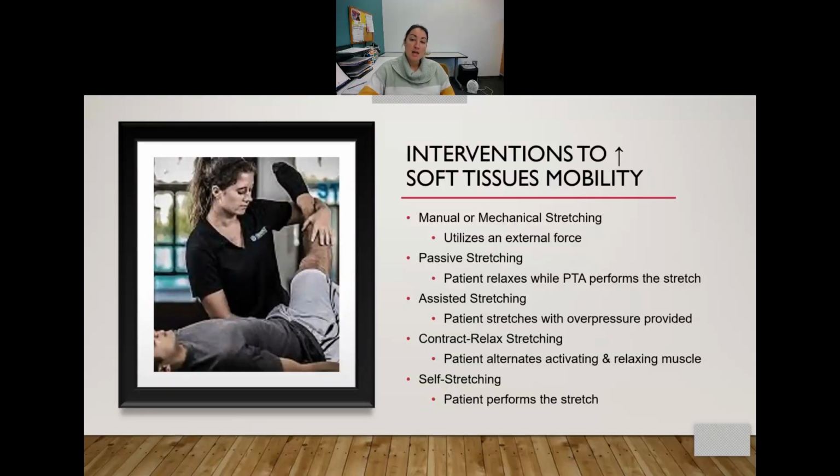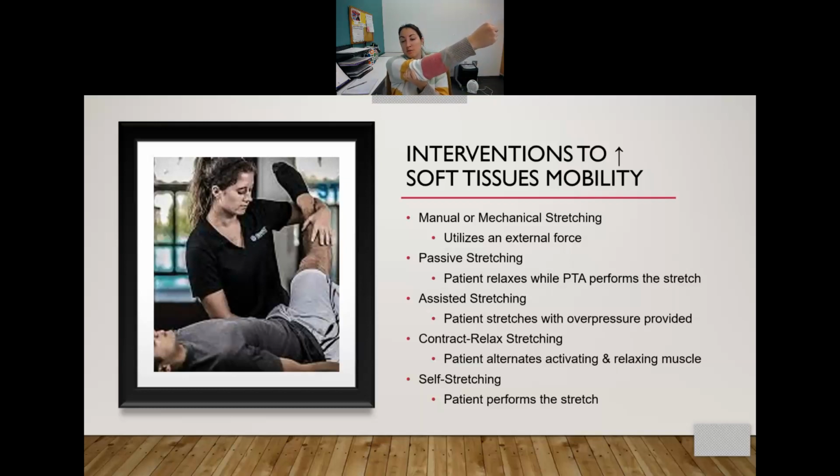So what are interventions to increase soft tissue mobility? Besides stretching, we can also do manual or mechanical stretching using an external force. So rather than them stretching themselves, you could passively stretch, which is pretty much the same. The patient relaxes and you move them through. They can do an assisted stretch, so maybe they stretch themselves and you add a little overpressure. You can do contract relax, where you stretch until their last point, and then they push against you, and once they relax, you push it a little bit further, and then they push against you, and once they relax, you do it a little further.